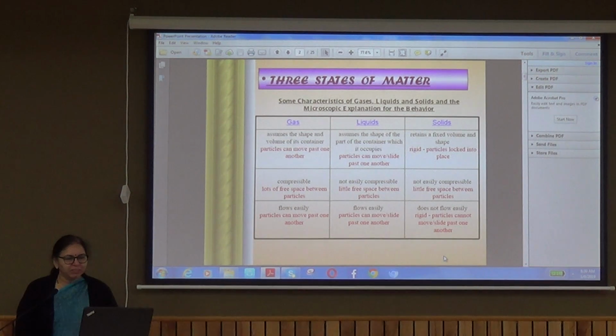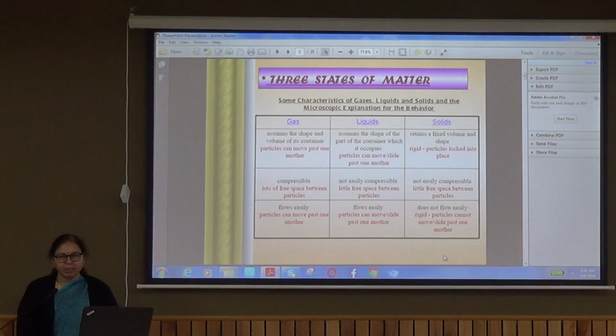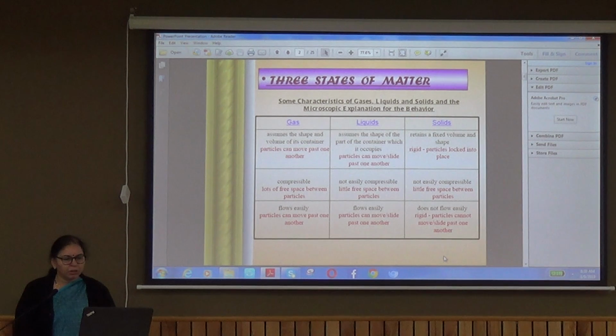Good morning. Today we are discussing states of matter. This is the fifth chapter of class 11 chemistry. States of matter contains three types of physical states, that is gas, liquids and solids.